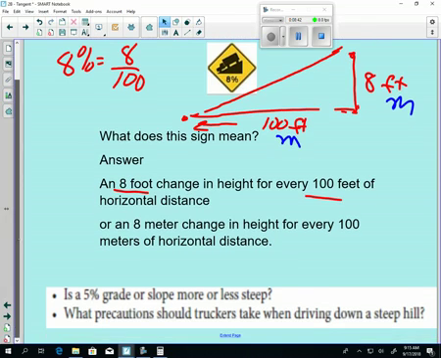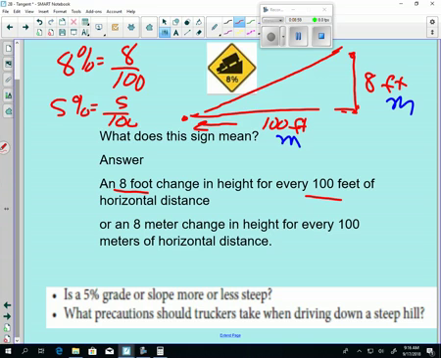Okay, so 5% grade, is that more or less steep? Or what do you think? Well, which number is bigger? 8, right? So 5% is going to be smaller. 5% is 5 over 100. So for every 100 feet, the grade is 5. So 5% is smaller than 8%. It's less steep.